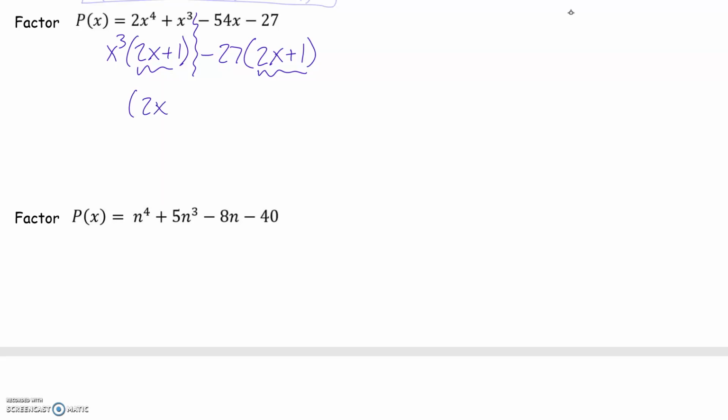so that would just end up giving 2x plus 1, and then whatever is left over, which in this case is going to be x to the third minus 27. All right, now I need to ask myself, is there anything out of this first binomial that I can factor out?